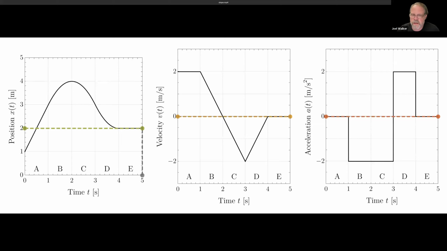So the correct way to say it is, if the velocity and the acceleration have the same sign, then you're speeding up. If they're opposing each other, then you're slowing down.